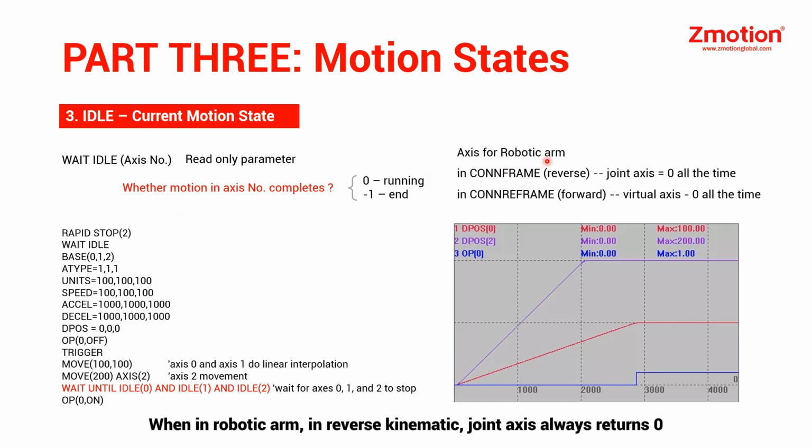In robotic arms, in reverse kinematics, the joint axis always returns 0. In forward mode, the virtual axis returns 0 all the time. In the example, when axis 0, 1 all end, then execute the op command.